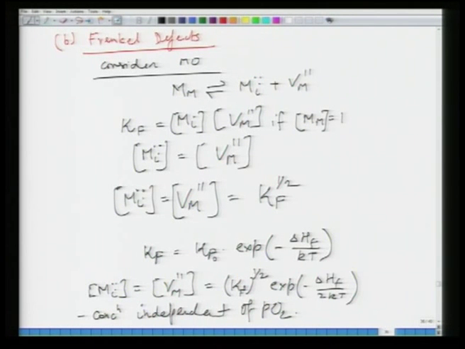Again, the concentration is independent of the partial pressure of oxygen, and it is dependent upon temperature and defect formation energy. Both formalisms are similar, with the conclusion that in the case of stoichiometric solids, the defect concentration does not depend upon the partial pressure of oxygen; it only depends upon the temperature.